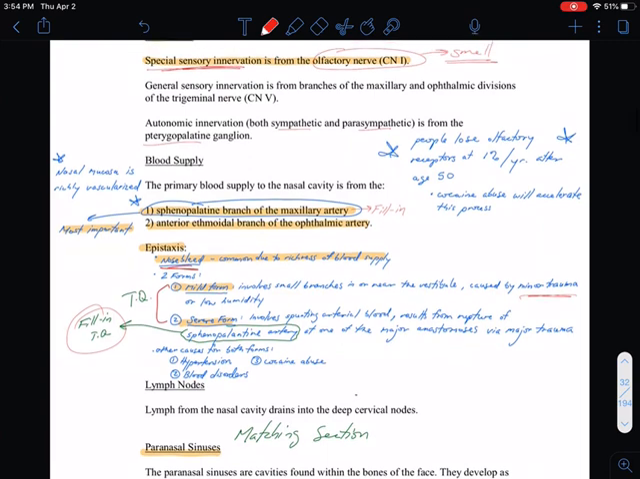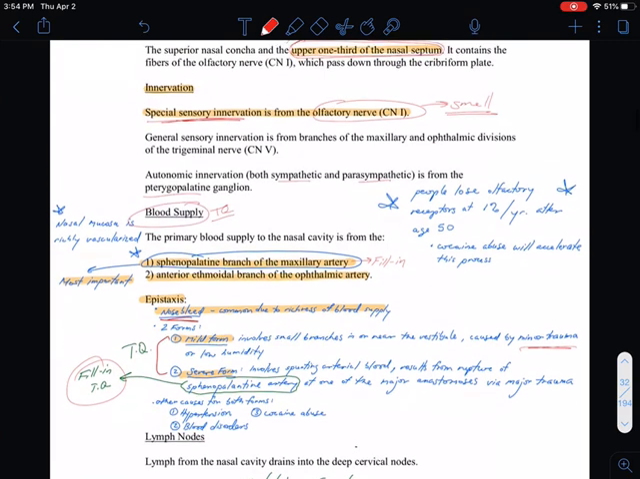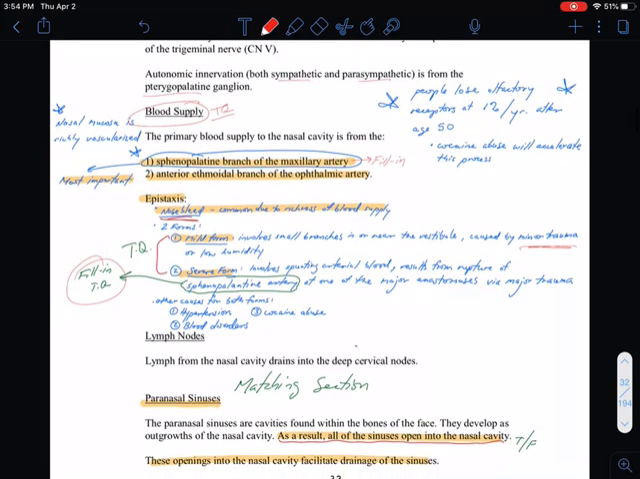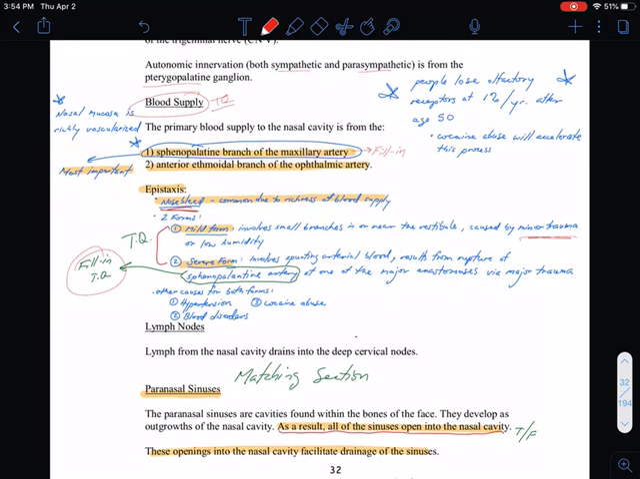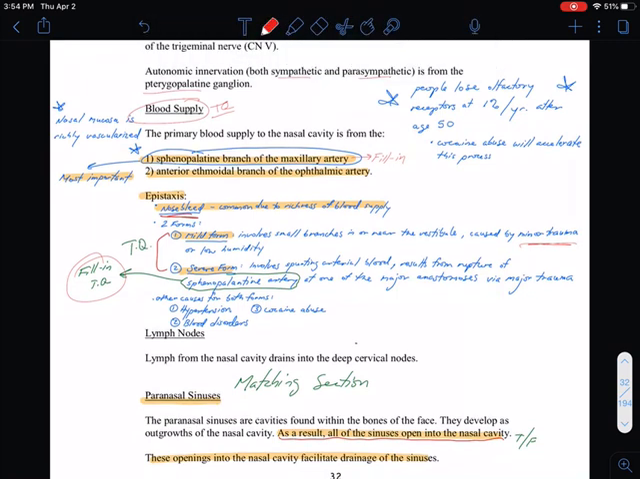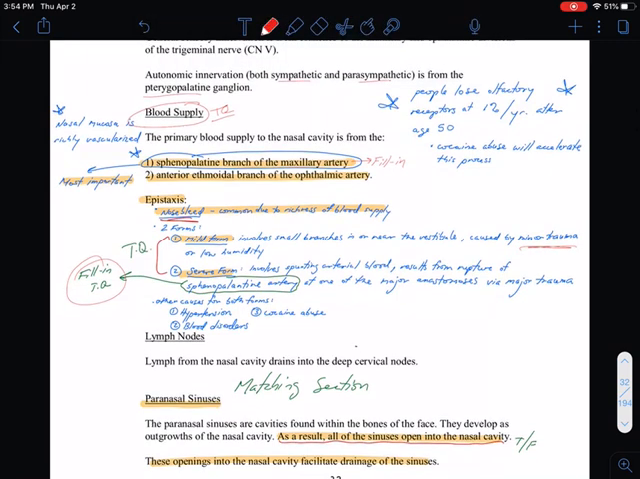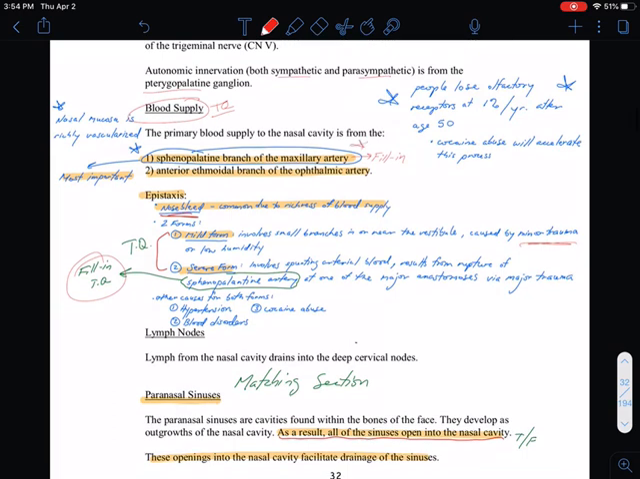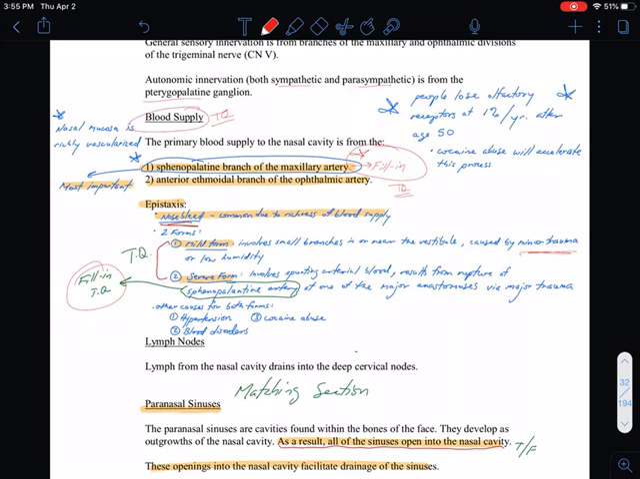Now, blood supply, which is generally going to be more tested than the innervation would be. So the main blood supply to the nose or nasal cavity is your sphenopalatine branch of the maxillary artery. This guy we've seen as a common fill-in. It is the most important branch, the other branch being anterior ethmoidal branch of the ophthalmic artery.